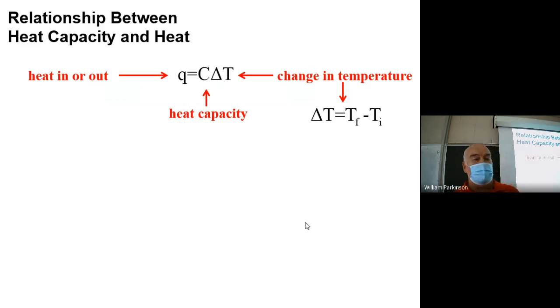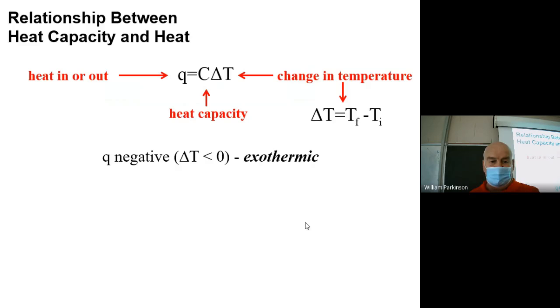Cut the number Q by 1/4, leave the C the same, you would have to cut the number delta T by 1/4. Put in 1/4 as much heat, the change in temperature that the matter will undergo is 1/4 as much. Q can be a negative or a positive number, and that's saying whether energy is put in or energy is being removed.